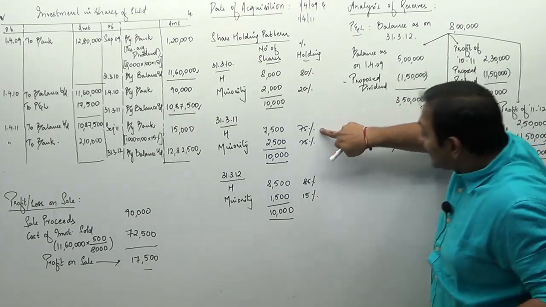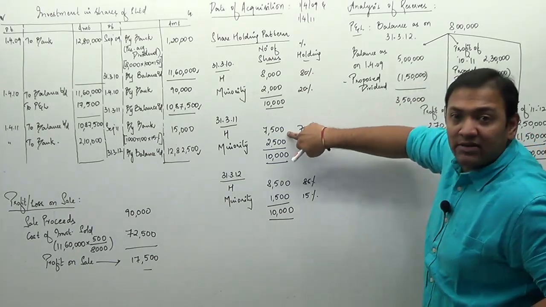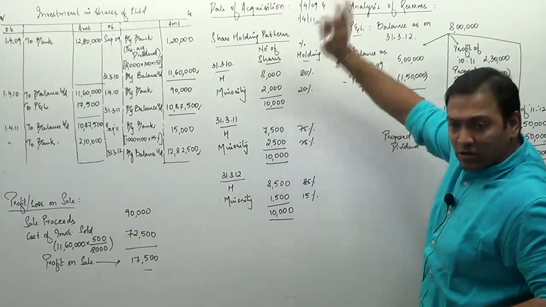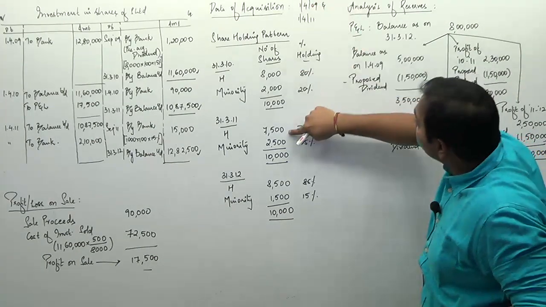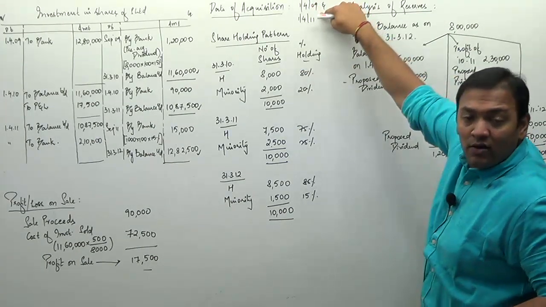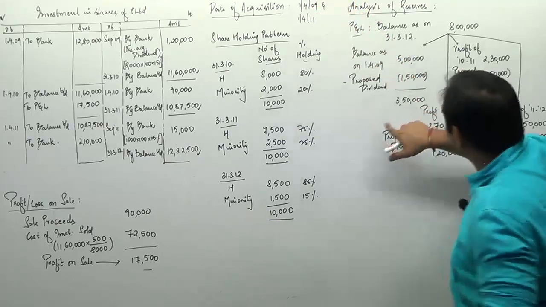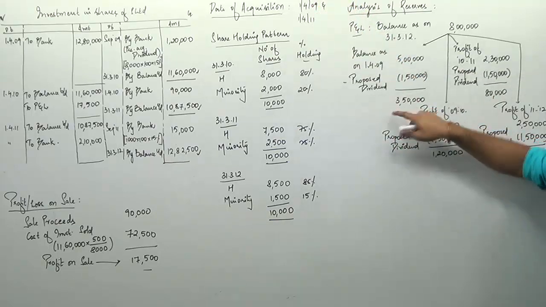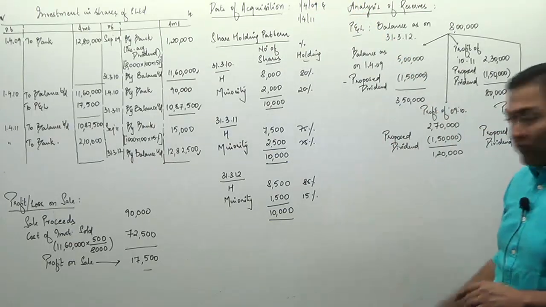Come to the next year. 7,500 shares. When did you buy these 7,500 shares? It is out of the original shares only. So even these 7,500 shares were existing on 1/4/2009. So what is pre-acquisition? 3,50,000 only. But this will change. Why?